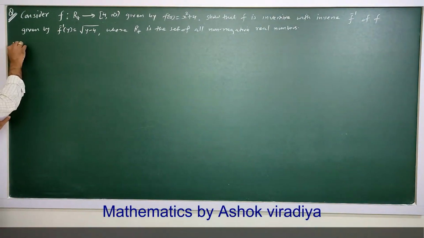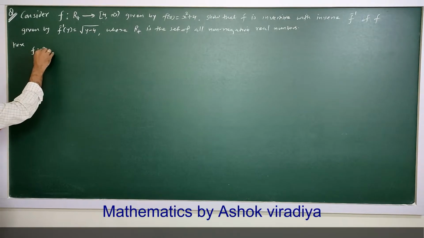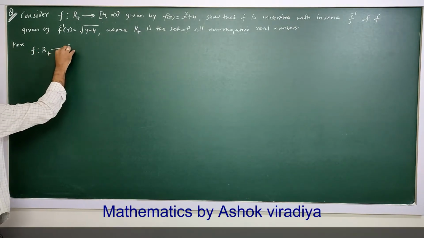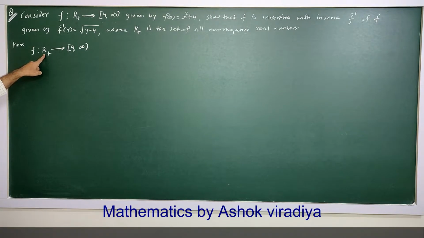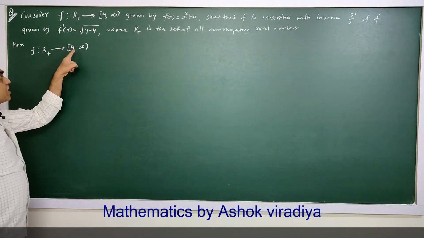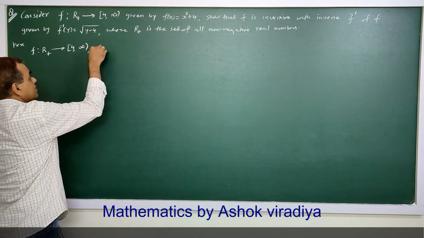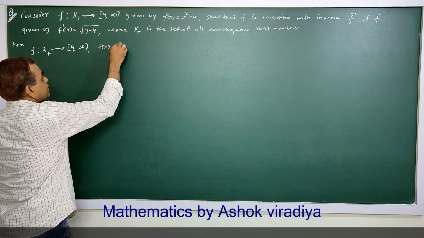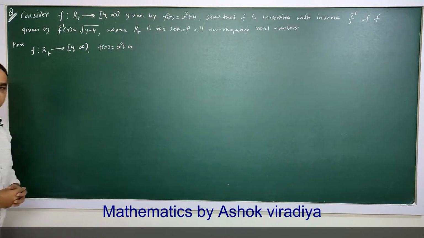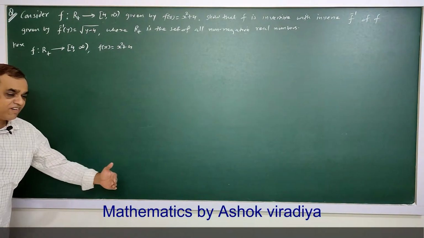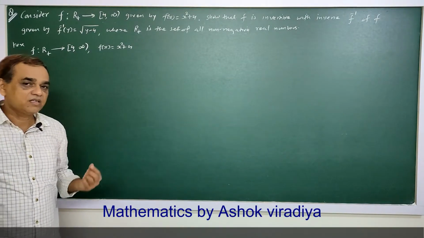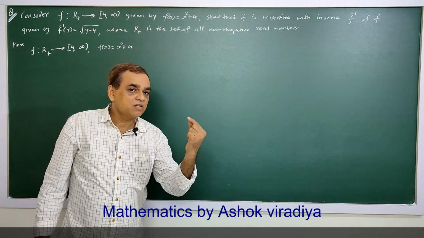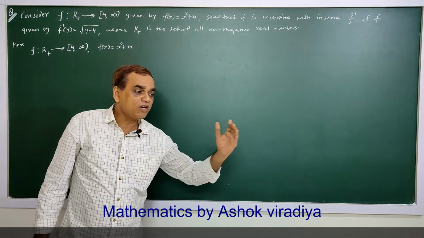Say here, the function is from R plus to [4, infinity). This is the set of non-negative real numbers. The codomain is [4, infinity), and this function is given by x square plus 4. Now to define a new function g, which will be its inverse, we require to determine a domain of that new function g.